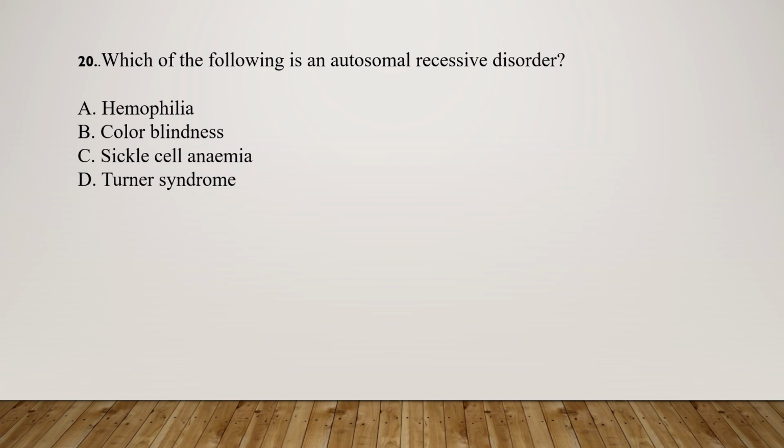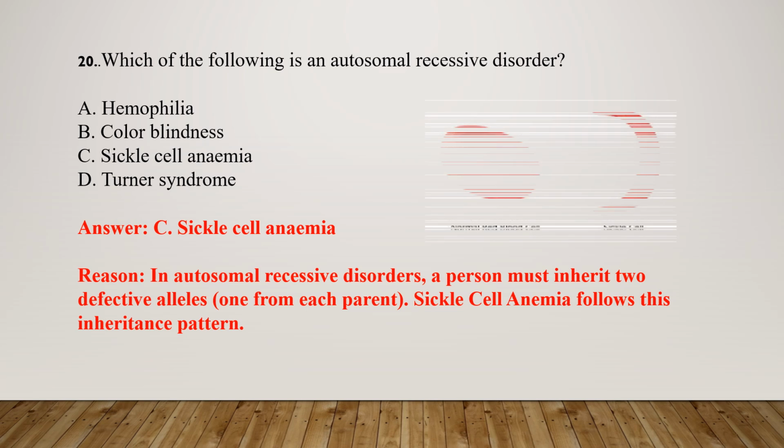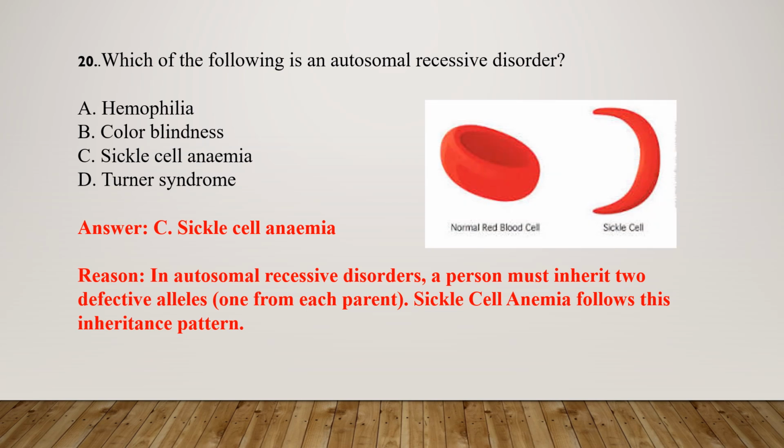Which of the following is an autosomal recessive disorder? Hemophilia, colorblind, sickle cell anemia, Turner syndrome. It's sickle cell anemia. In autosomal recessive disorders, a person must inherit two defective alleles, one from each parent. Sickle cell anemia follows this inheritance pattern.